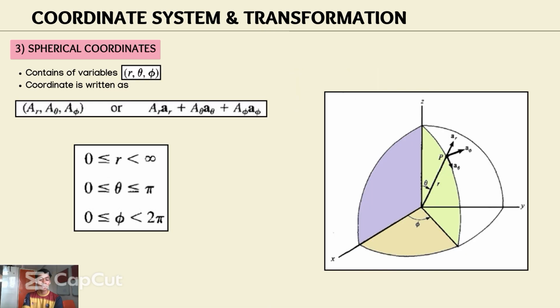Next one is spherical coordinate. It contains variables r, theta, and phi. The coordinate is written as ar, a theta, a phi. The value of r is 0 until infinity. Value of theta is 0 until pi. The value of phi is 0 until 2 pi.